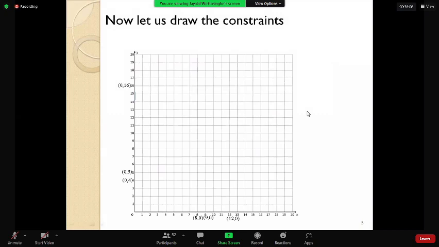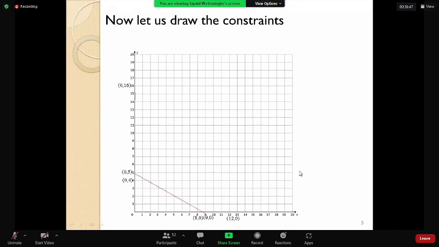Okay, so now this is the Cartesian plane. I have marked the coordinates. The first one I have marked is (0, 4), then (12, 0). Then the next one, (0, 16) and (8, 0). So we can connect the (0, 4) coordinate with (12, 0), then (0, 16) with (8, 0). And the last one, (0, 5) and (9, 0). So we can draw that.